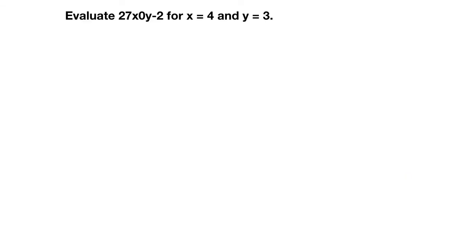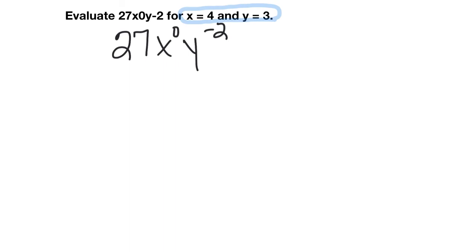I would also like to do an evaluate problem with you. This one starts out on your paper as 27x to the power of 0, y to the power of negative 2. When we evaluate and we are given specific values for our variables, we want to substitute these. We are told x is 4 and y is 3.